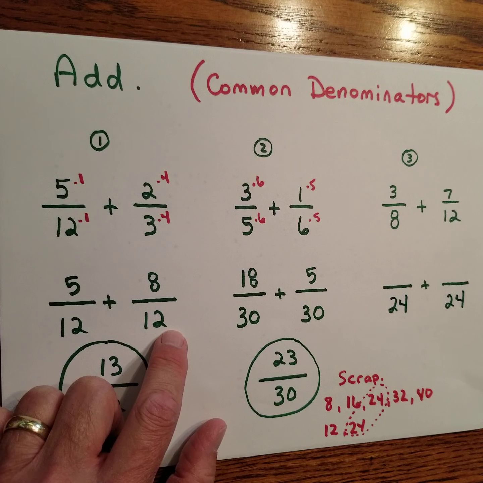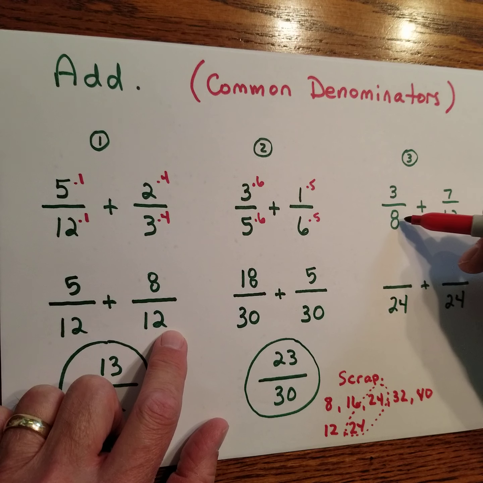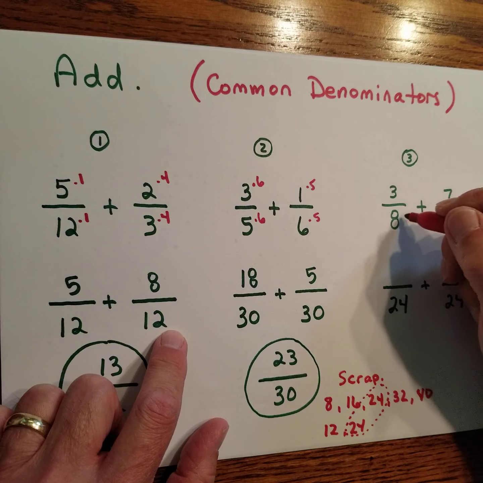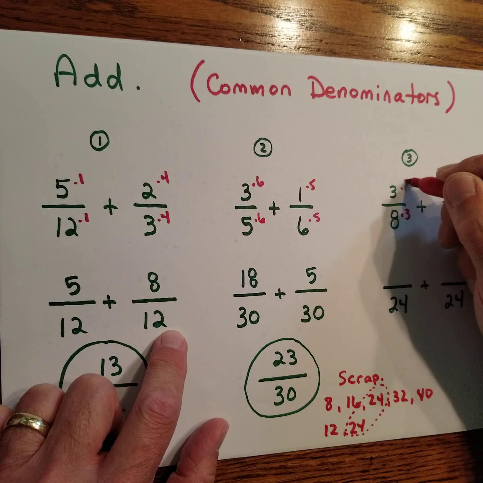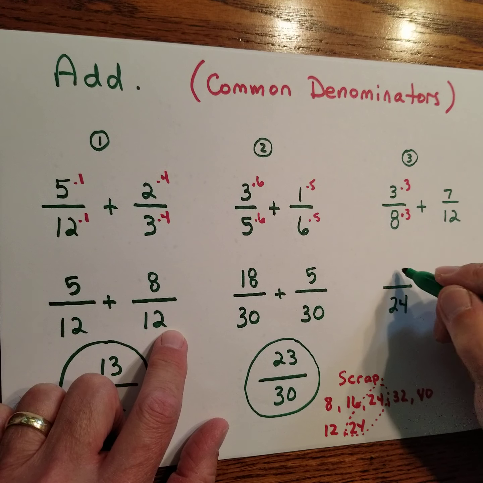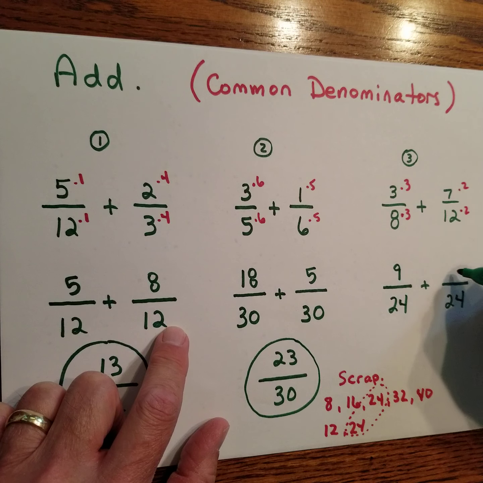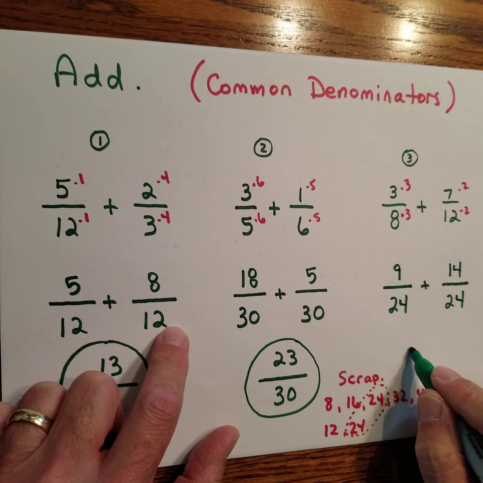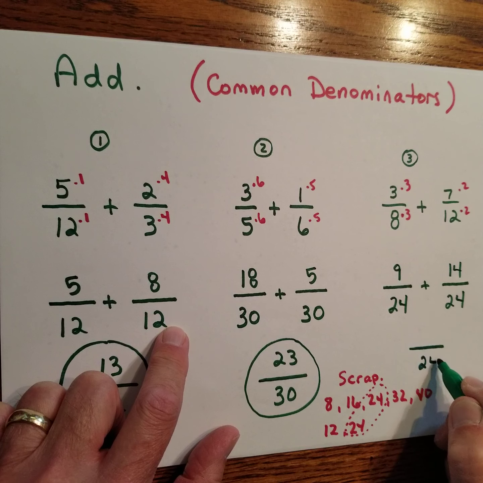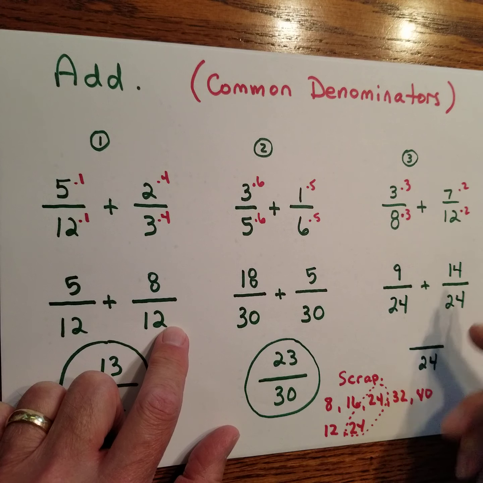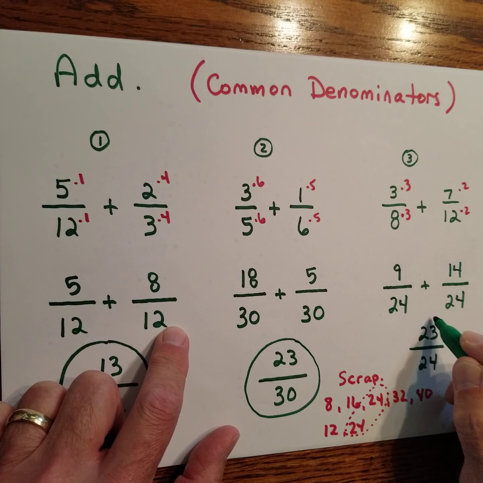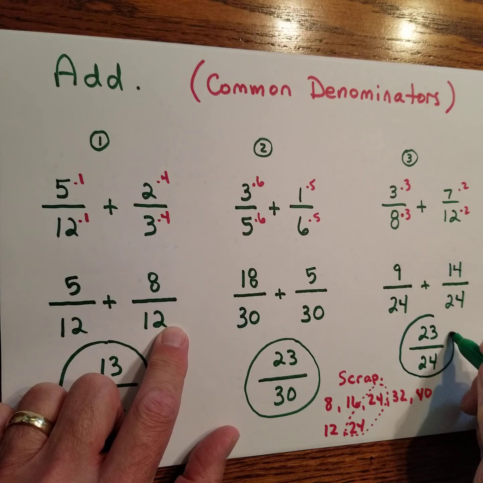Now we need the numerators. What do you multiply times 8 to get 24? Is 3. So multiply the top by 3. What do you multiply times 12 to get 24? Is 2. So multiply the top by 2. Now keep the common denominator and add 9 plus 14 is 23 24ths.